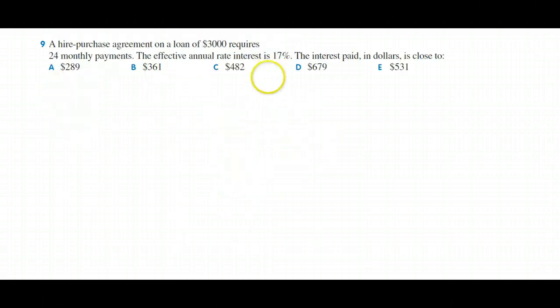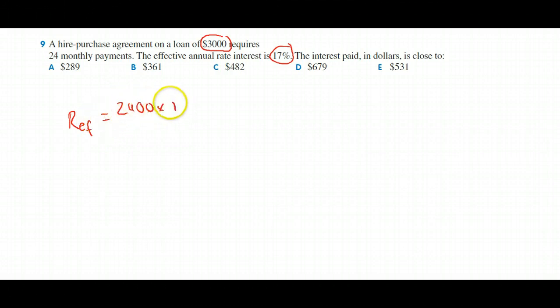Answer B. In question 9 it says that a hire purchase agreement on a loan of $3,000 requires 24 monthly payments. The effective annual interest rate is 17%, so we need to work out the interest paid in dollars. Now, from the textbook, one of the equations for the real or effective interest rate is 2400 times I, which is the amount of interest paid, divided by, on the bottom, P, the principal, times the number of months plus 1.